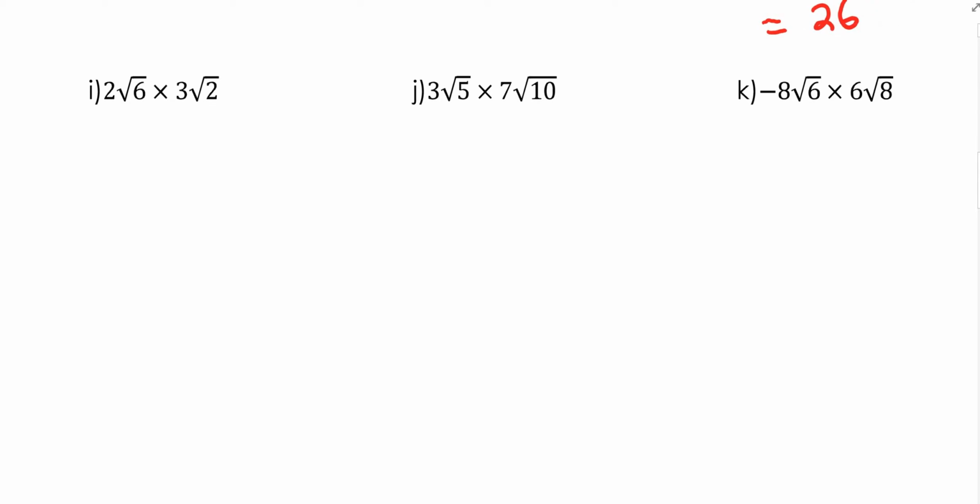Okay, let's move on to letter I. For letter I, these kind of questions we have to do a little bit more work. So let's start with the same concepts. 2 times 3 is 6, and 6 times 2 is going to be 12, so root 12 on the inside. Now the reason why we have to do a little bit more work with these kind of questions is because the 12 I can break down into its prime factors. So I have a 4 and a 3. So 4 times 3 is equal to 12.